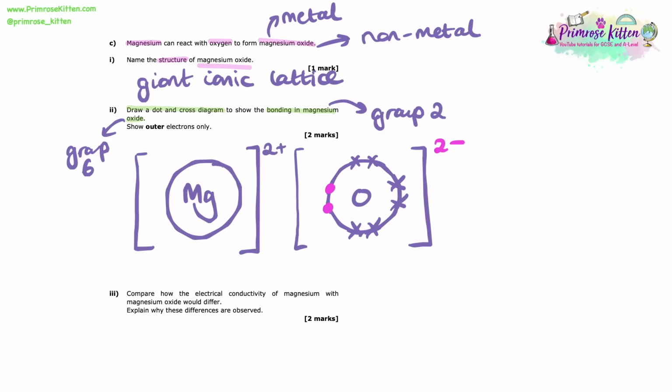So next up, we're asked to compare how the electrical conductivity of magnesium with magnesium oxide would differ. And we're asked to explain why these differences are observed. So to be able to answer this, we need to think about the structure and the bonding in these substances. We should realise that in magnesium alone, we just have metallic bonding and a metallic structure. Whereas in magnesium oxide, of course, we have this giant ionic lattice.